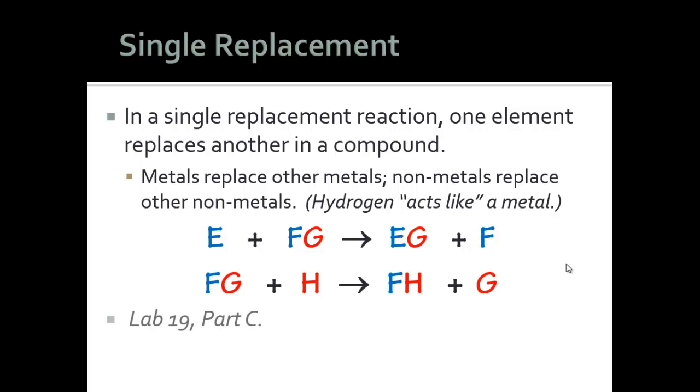In our example from the lab, you put zinc metal in the presence of hydrochloric acid. And zinc is a metal, of course. Hydrogen acts like a metal. And so what happened was zinc took the place of hydrogen, bumped it out of the compound, and so zinc went with chloride, and hydrogen was left out by itself.